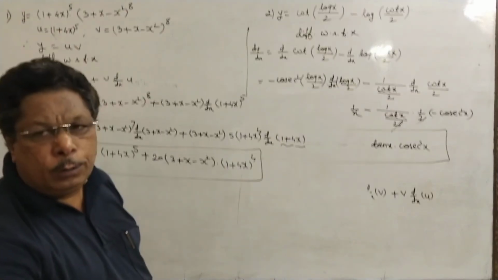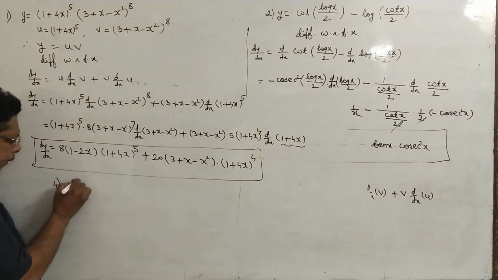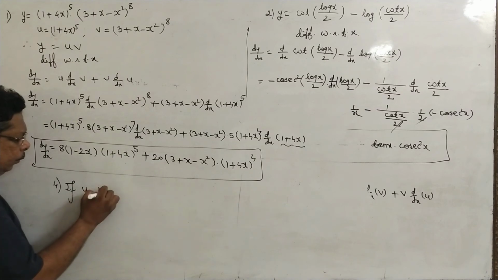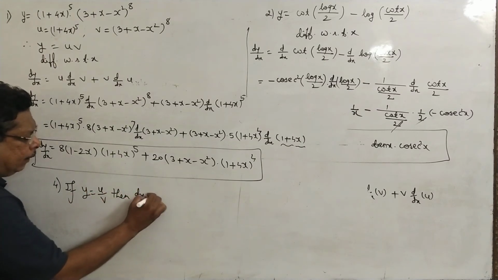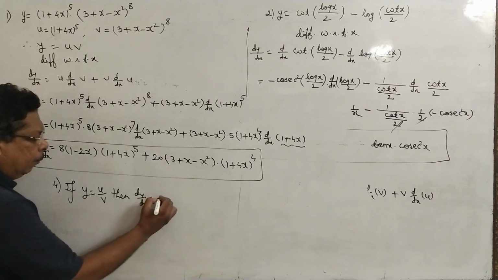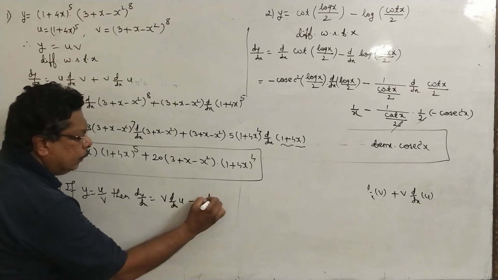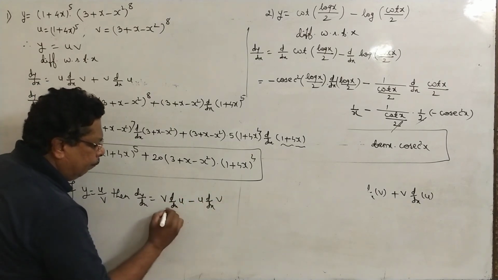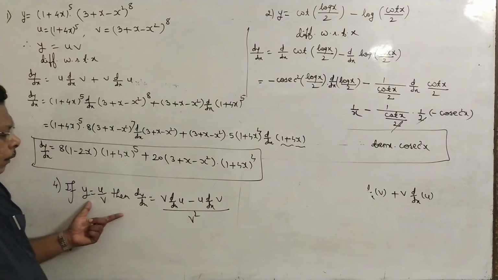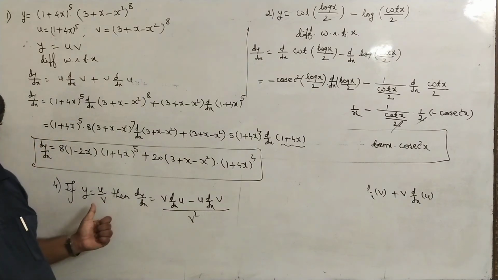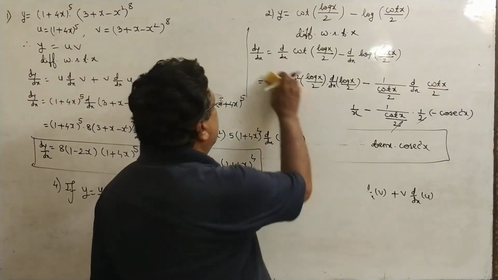Okay, now one more. The fourth one, if y equal to u upon v, then what is dy by dx? It is v into dy by dx of u minus u into dy by dx of v, upon v square. Okay, we are going to see the sum which is based on u upon v. That is the fourth one.